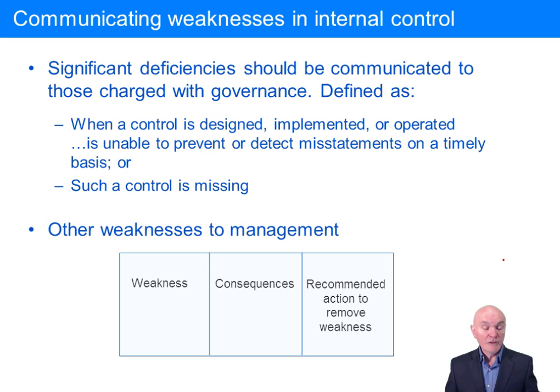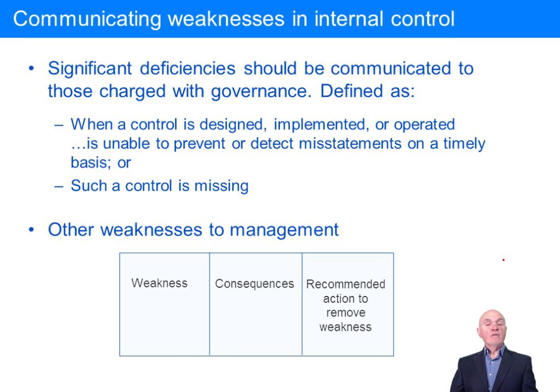This is quite a common requirement in exam questions. First column, you describe what is the weakness. Second column, it's a selling exercise. You're saying, and therefore this could happen. And the third column, this could be prevented by doing that.